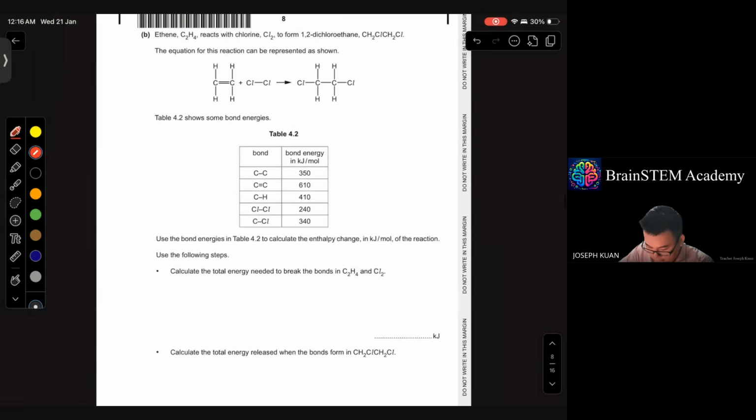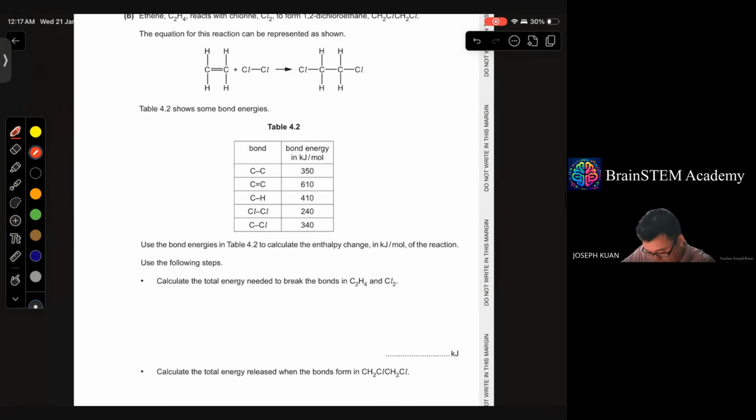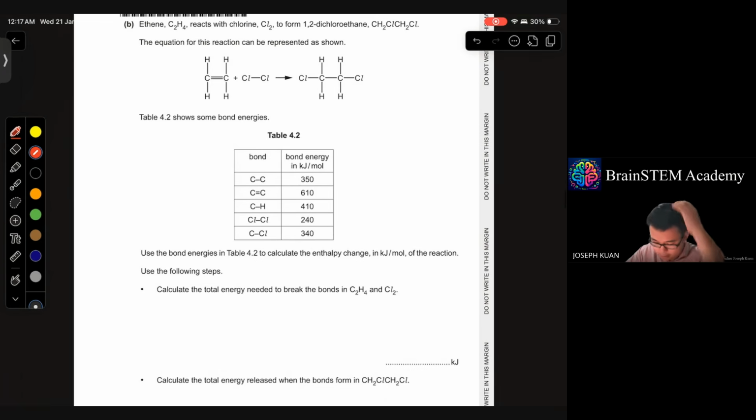Okay, now this question. Ethene reacts with chlorine to form 1,2-dichloroethane. Table 4.2 shows some bond energies, and they want you to use the bond energies to calculate the enthalpy change. So use the following steps. For this question, there's the long way to do it and the short way to do it. I'm going to show you the long way because that's generally safer. The long way is how most students are taught, which is just break all the bonds and reform all the bonds.